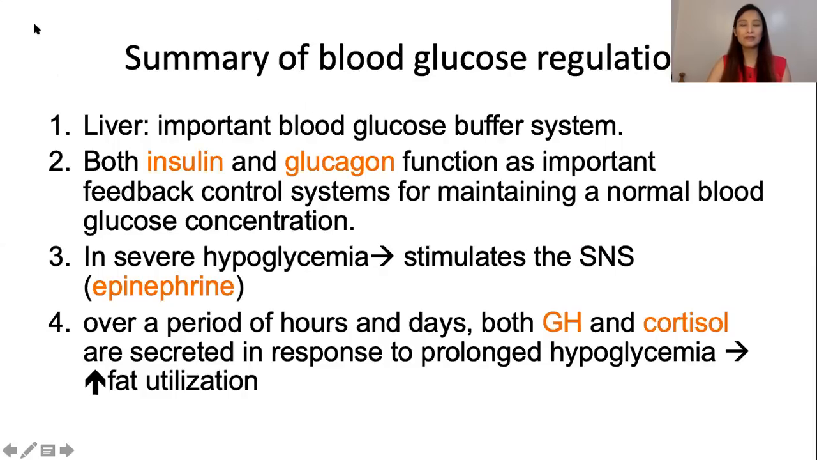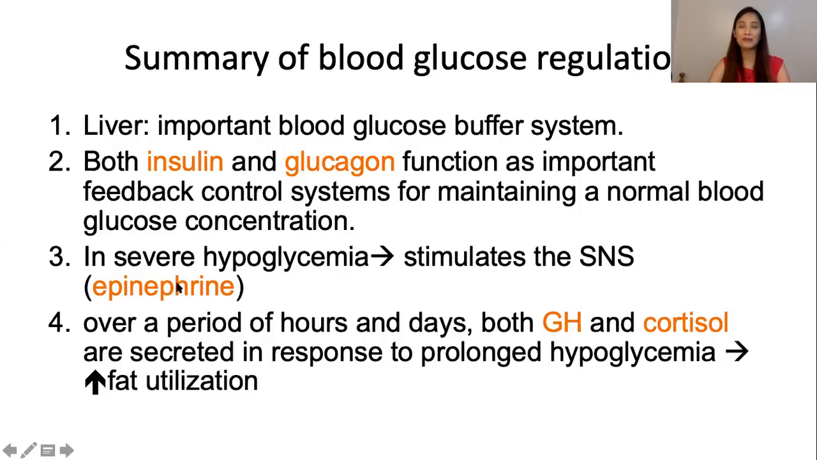The liver is an important blood glucose buffer system. Remember, that's the organ that does glycogenesis, glycogenolysis, gluconeogenesis, hepatic glucose production. And both insulin and glucagon function as important feedback control systems for maintaining a normal blood glucose concentration. In severe hypoglycemia, this stimulates the sympathetic nervous system to activate the secretion of epinephrine.